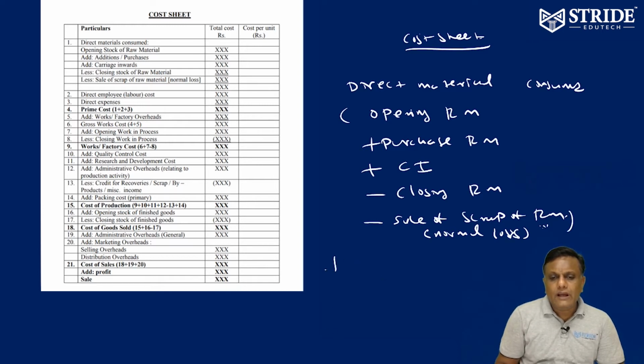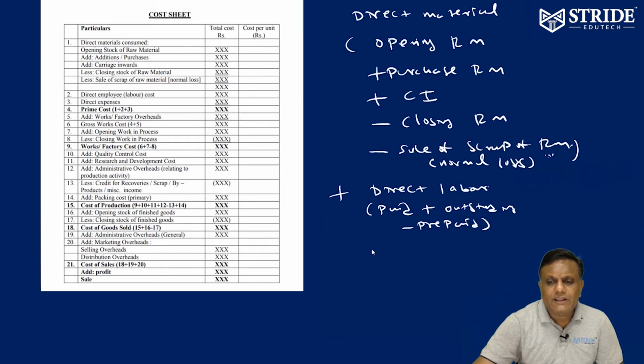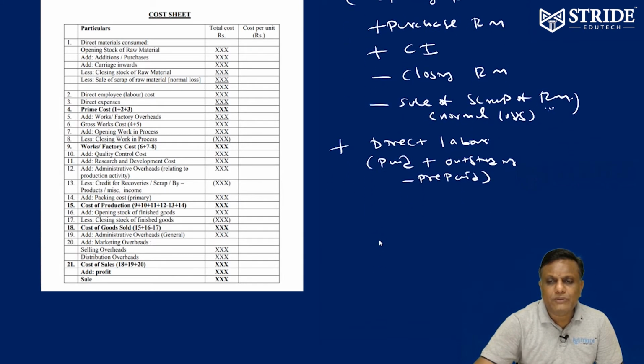Next, add direct labor or direct employee cost or direct wages. Direct labor paid plus outstanding minus prepaid. So paid expenses plus outstanding expenses minus prepaid, you get the net to be shown in the direct labor.